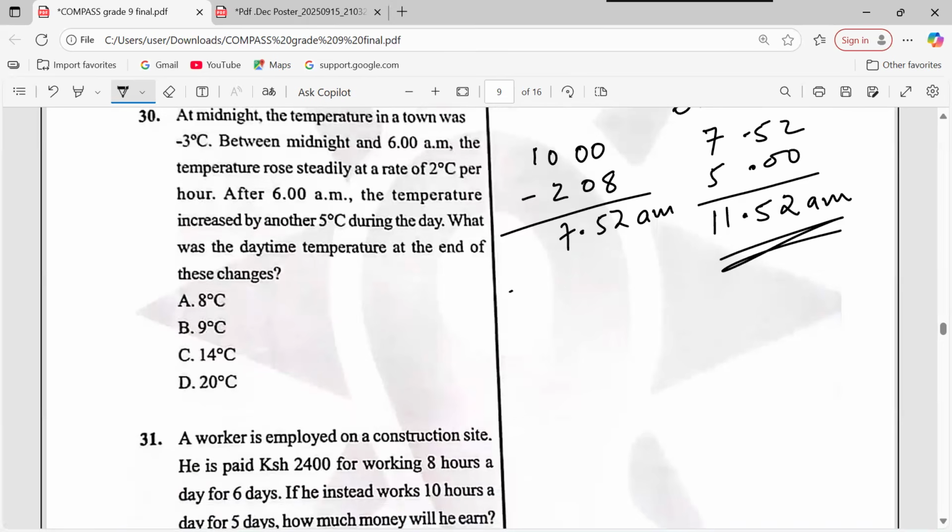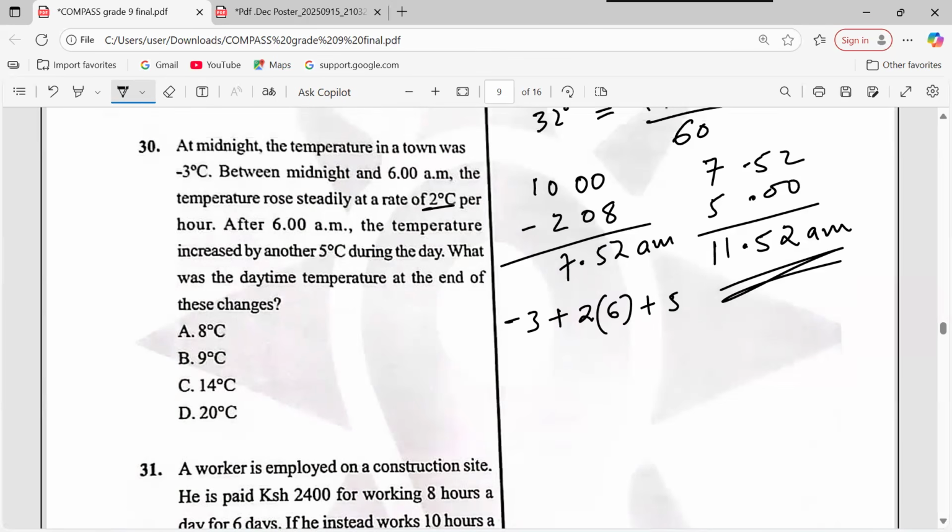So we are starting from -3 degrees Celsius. Then we are adding some temperature here, 2 degrees Celsius per hour. 2 degrees, and we multiply by the hours between midnight and 6 a.m., which are 6 hours. From midnight to 1, 2, 3, 4, 5, 6. So those are 6 hours, basically. Then we add again the 5 degrees.